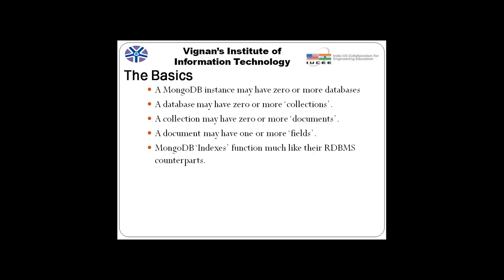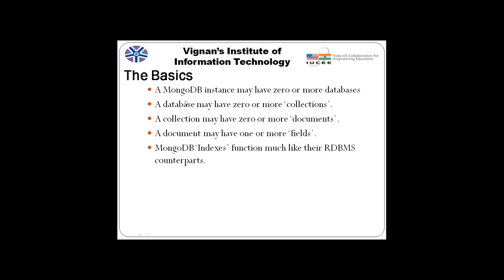A MongoDB instance may have zero or more databases. It can have one database, two databases, any number of databases. And a database may have zero or more collections. What is a collection? Again, we have to discuss now. A collection may have zero or more documents. What is a document? We have to discuss. A document may have one or more fields. These are the terminologies which you have to remember.